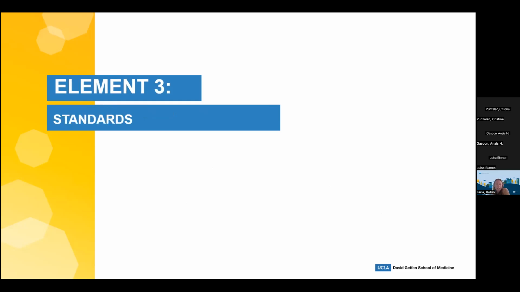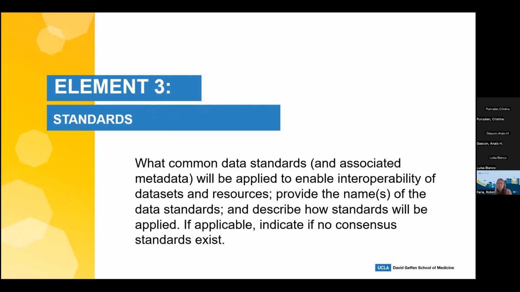Element 3 is standards. And again, this one's a little bit more simple as well. So it's just list what the common data standards are and any associated metadata that will be applied to enable what they call interoperability of the data sets and resources. So what are the names of the data standards that you have? How will those standards be applied?